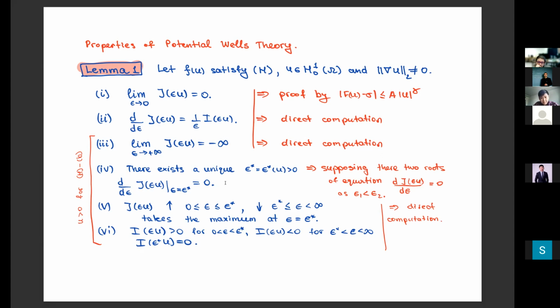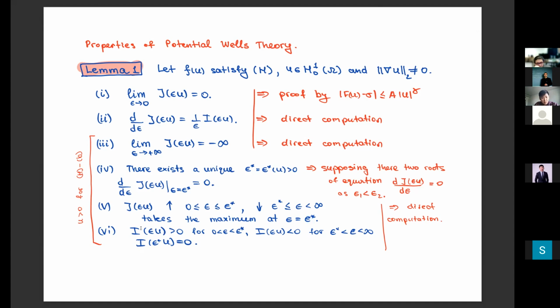It can be proved by supposing there are two roots of this equation, epsilon 1 and epsilon 2. Then from these terms, we get the property that the potential energy will increase in this interval and decrease in this interval, and take the maximum at epsilon star.